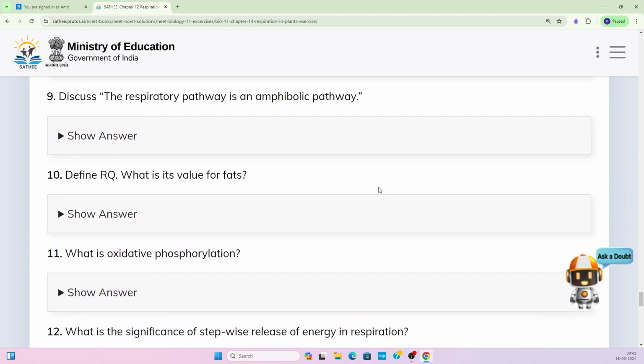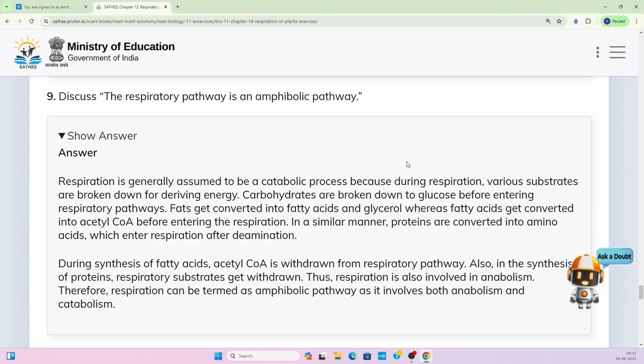Now discuss: the respiratory pathway is an amphibolic pathway. Very important question. Respiration is generally assumed to be a catabolic process because during respiration, various substrates are broken down for deriving energy. In a catabolic process, the substrate is broken down to a simpler form. During respiration, various substrates are broken down to derive energy.